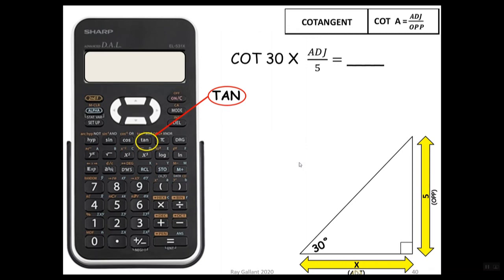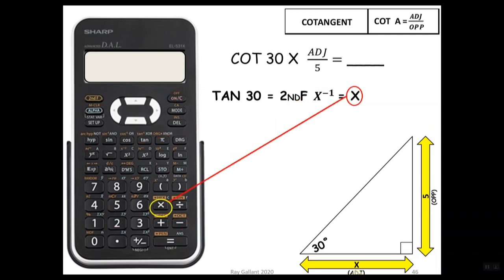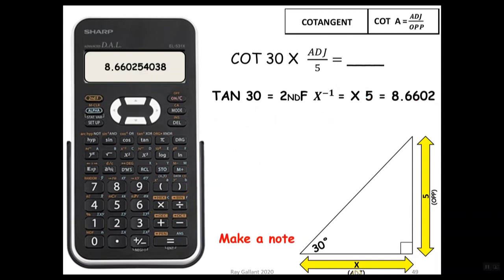We're going to type in tan 30 equals, second function, 1 over. So that's going to inverse the tan. Equals, times 5, equals 8.6602. So therefore, the adjacent length here is 8.6602.